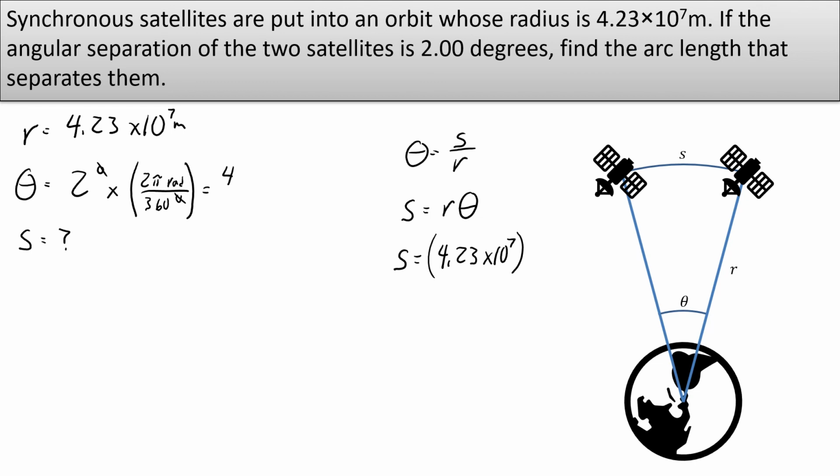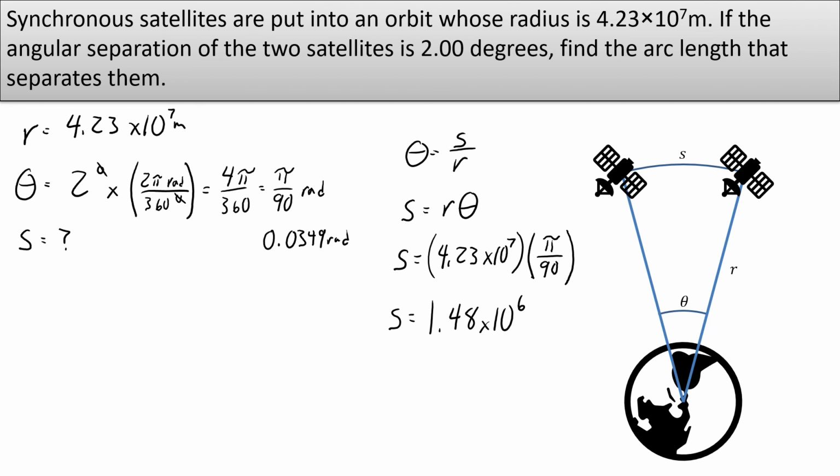You're left with 4 pi over 360, or pi over 90 radians, which you could also express as 0.0349 radians if you wanted to do the division. Pi divided by 90 is equal to this, 0.0349. So you plug either one of those values in for the angle, and you get an arc length of 1.48 times 10 to the 6 meters. That's this distance. That's how far apart they are.